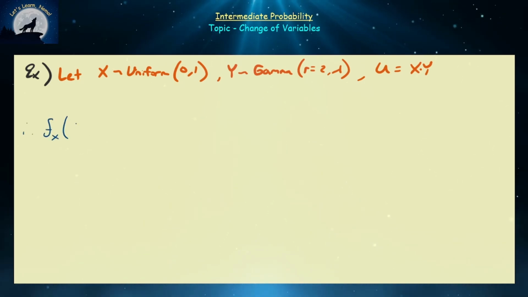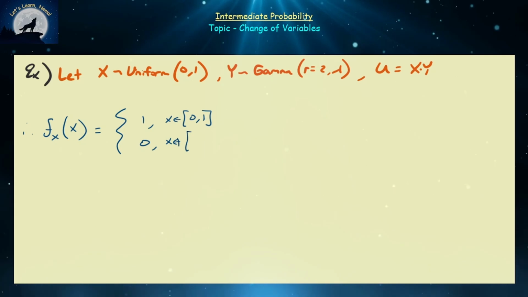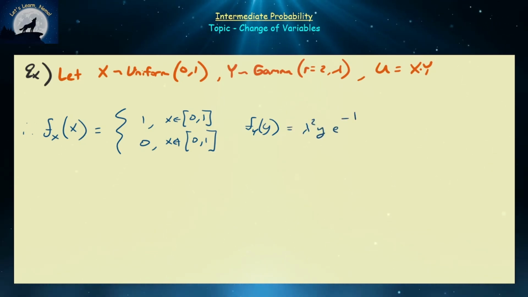So first off, let's start by stating the densities of both X and Y. The density for X is going to be equal to 1 over b minus a, or 1 over 1 minus 0, which is just equal to 1, where x belongs to [0, 1], and it's going to be equal to 0 if x does not belong to that unit interval. The probability density function for Y can be found by convolving two exponentials with each other, and this is going to be equal to lambda squared y e to the minus lambda y, and that's true for y greater than or equal to 0.